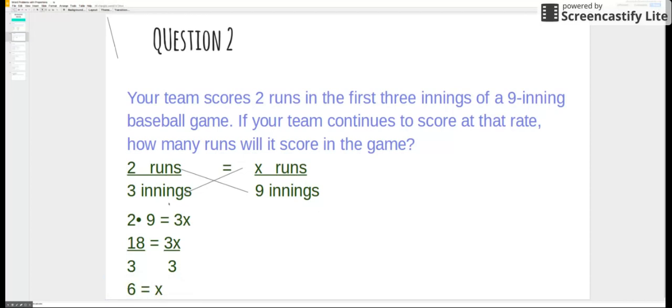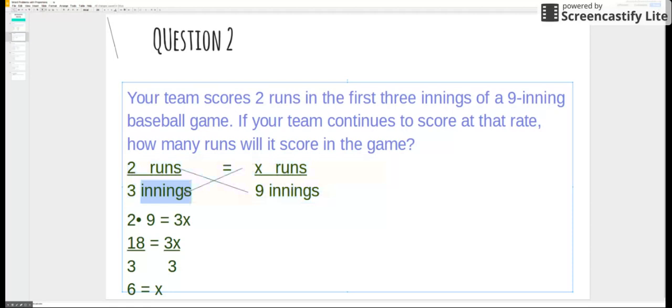Just pay attention here when you set up your proportions. Notice I have runs and innings, runs and innings. They're both along the same side. So if you have runs at the top, then you have innings on the bottom. As long as you have runs in the top left, then you need to have runs in the top right. If you have innings in the bottom left, then you need to have innings in the bottom right. They need to align.